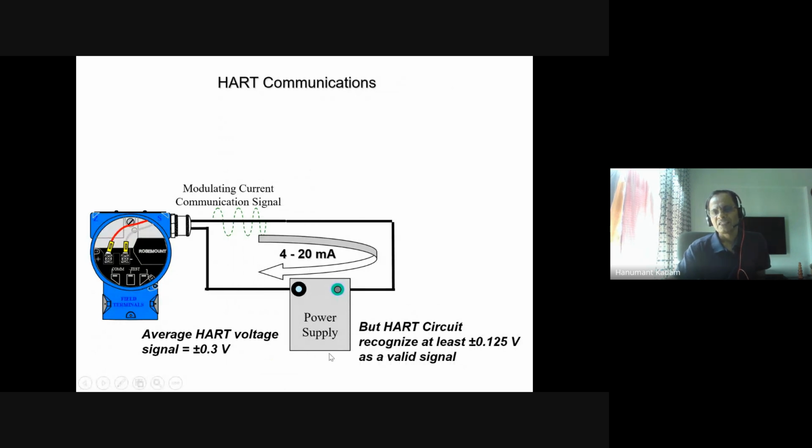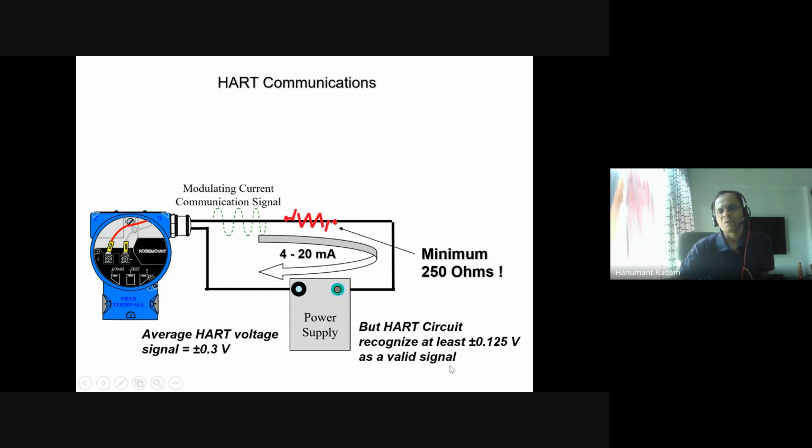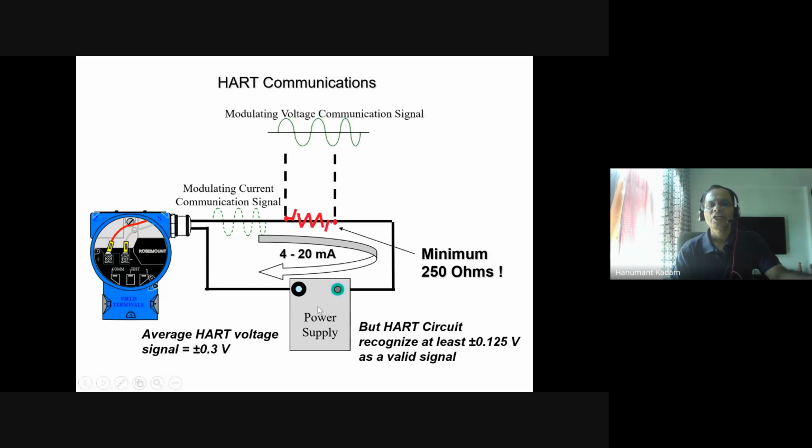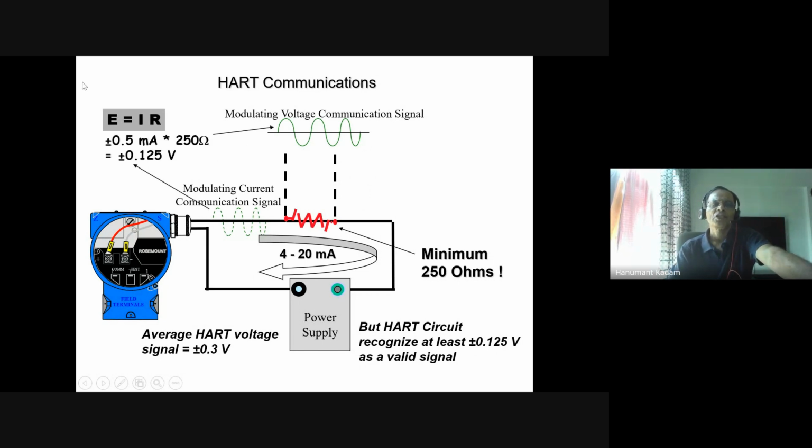The average HART voltage signal is plus minus 0.3 volt, but the HART circuit recognizes at least plus minus 0.125 volt as a valid signal. So for this purpose only, we put a minimum 250 ohm resistance. The modulating voltage communication signal you get across this. So E is equal to IR. 0.5 milliampere into 250 ohm, you get a signal value of plus minus 0.125 volt. So that is the logic of the HART communication signal.